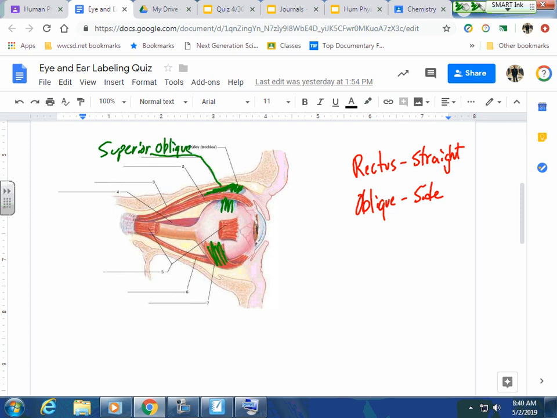Superior means above, right? And then the other one is inferior oblique. Cool. So all the other muscles, the other four, are straight muscles. They're all rectus muscles. There's one that attaches to the top, and that's going to be the superior rectus.